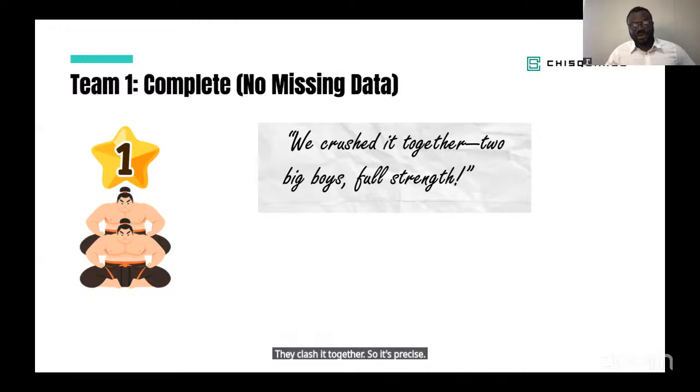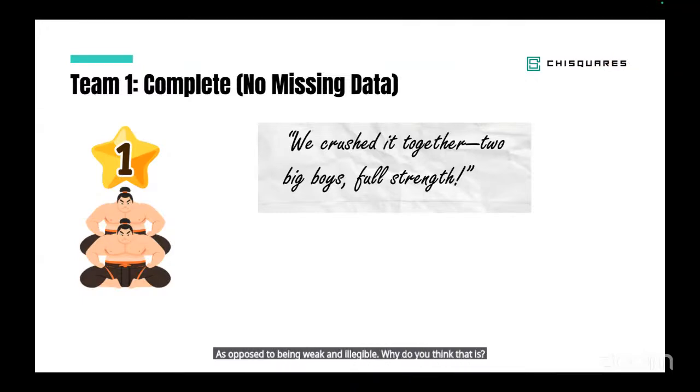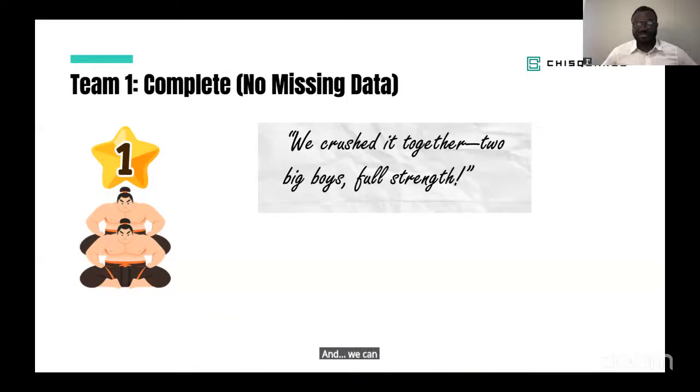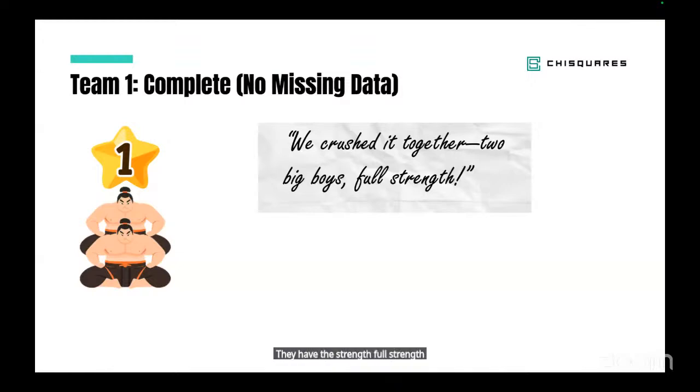Thank you. Now, while I still have you on the line, after such a long fight, why do you think their handwriting is still so sharp and legible, as opposed to being weak and illegible? Why do you think that is? That is the precision we are talking about. When it is clear and we can see it, they have the strength, full strength. They can even fight again.